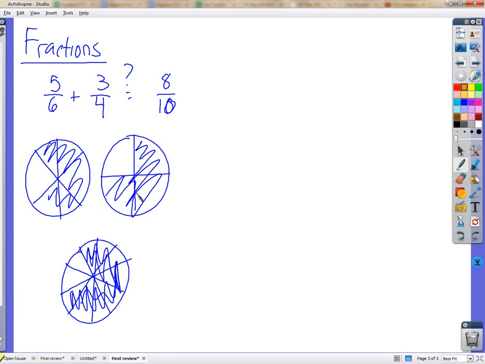That's what common denominators is about. It's talking about the same size pieces. That's all it's talking about. Okay? So we could do that, and visually it would be difficult to do. They'd be really, really tiny.